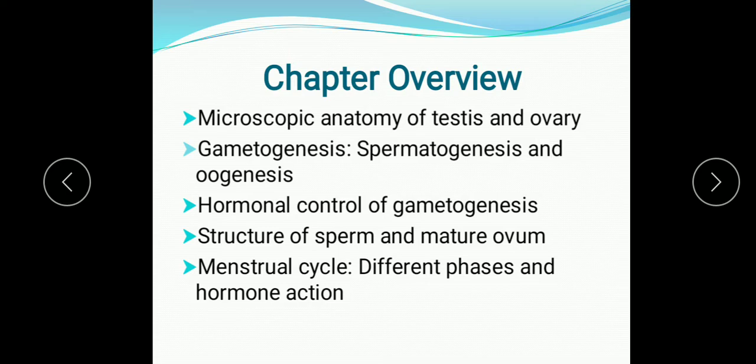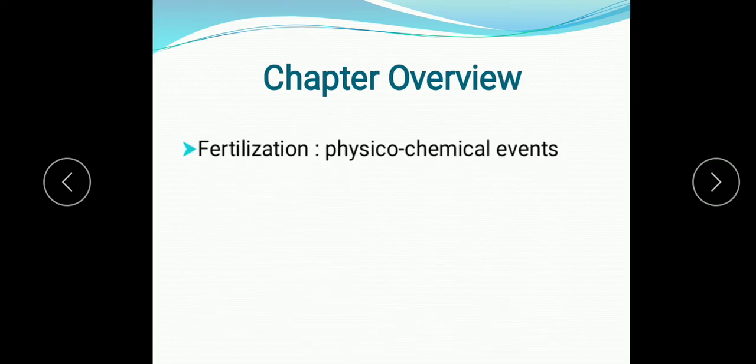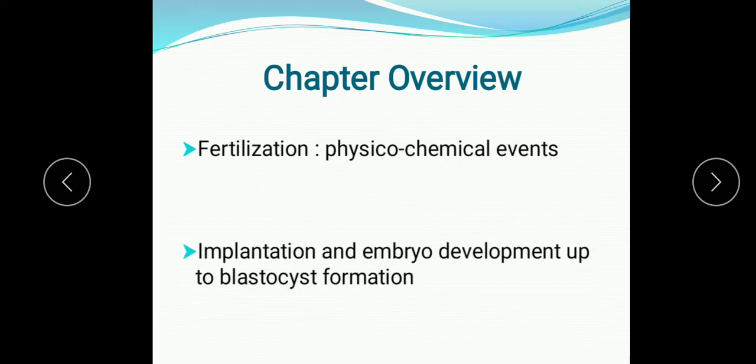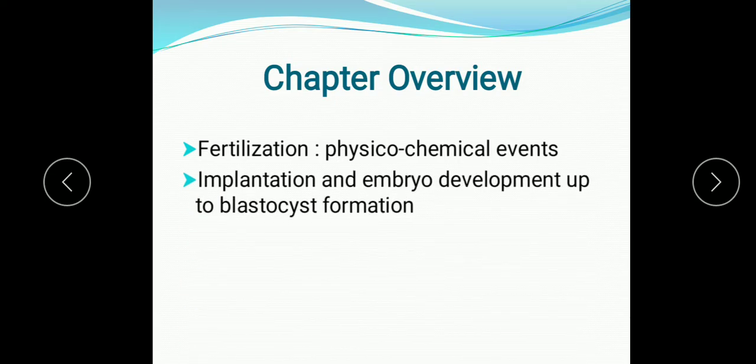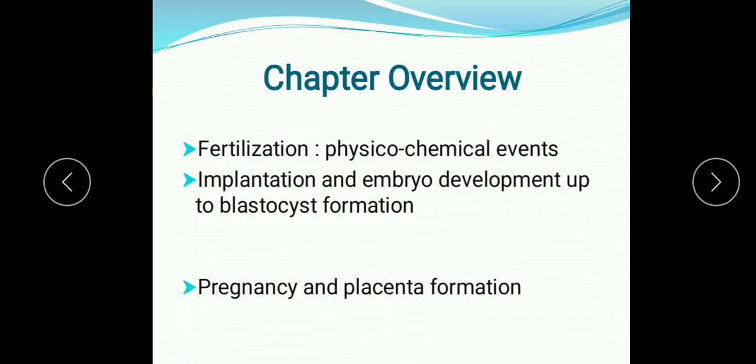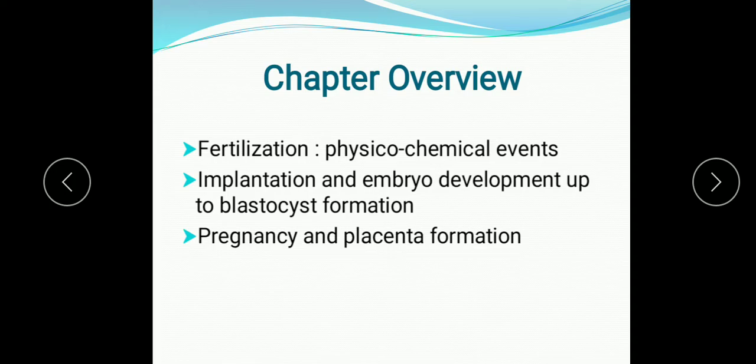menstrual cycle, different phases and hormonal action, menarche and menopause, then the process of fertilization and all the steps involved in this, that is the physicochemical events, and implantation and embryo development up to the blastocyst formation, pregnancy and placenta formation, parturition and the lactation process.